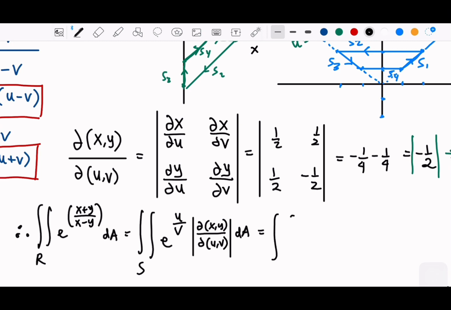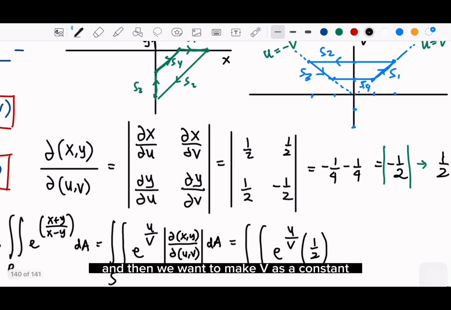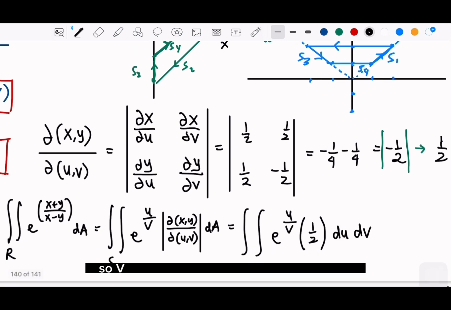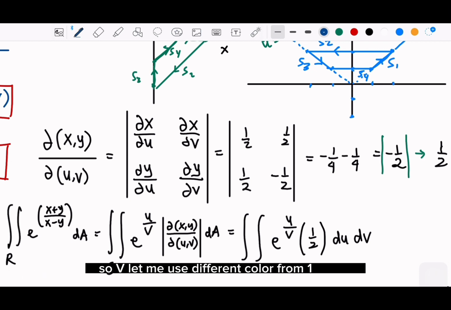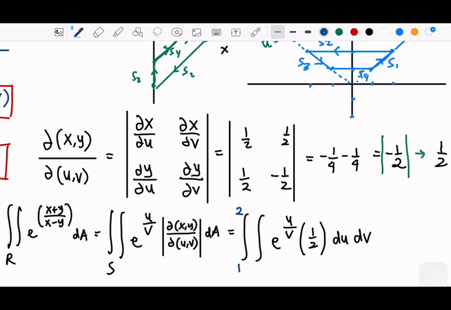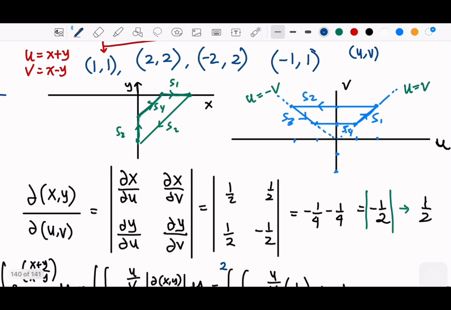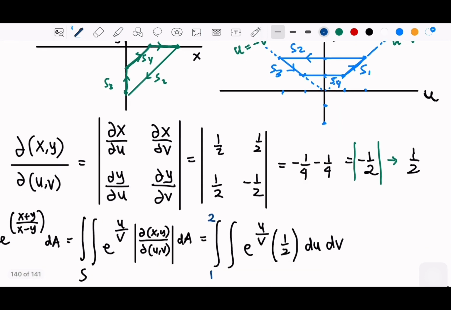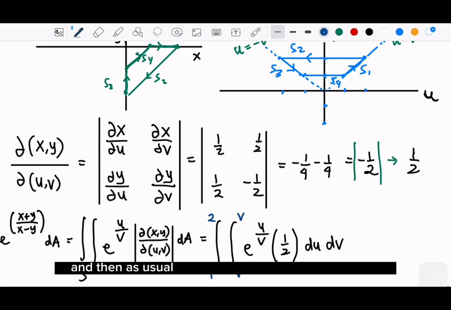So we have this e to the u over v. This is half. And then we want to make v a constant, right? So we can take du dv. So v, let me use a different color, from 1 to 2. And then what else? From the left part, negative v to v. Okay.